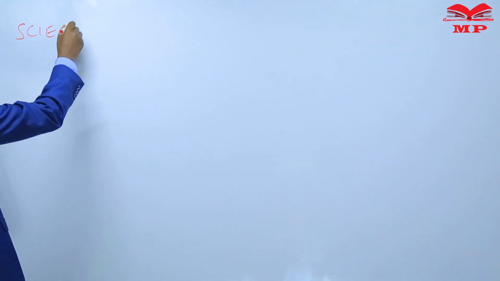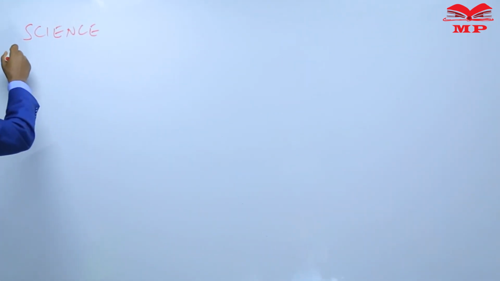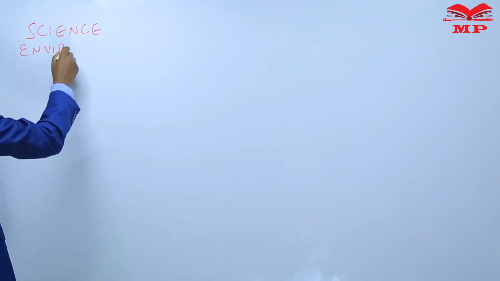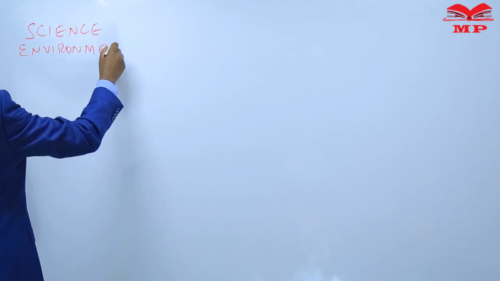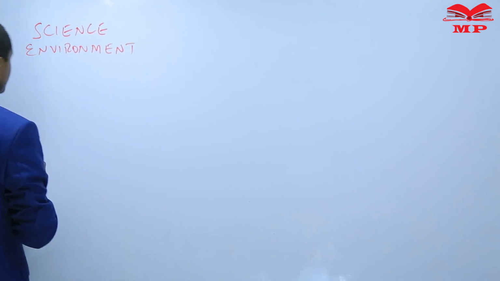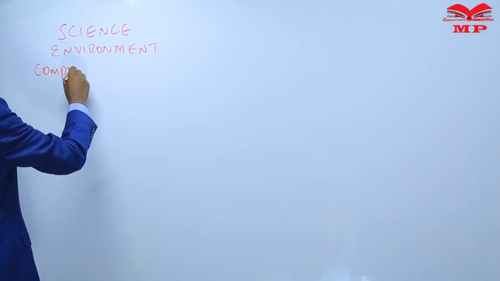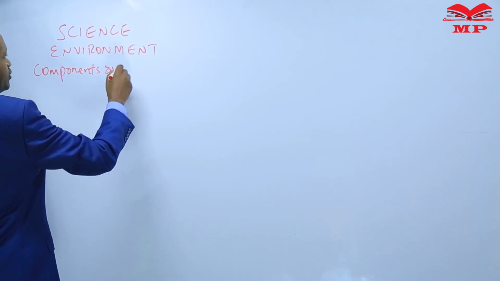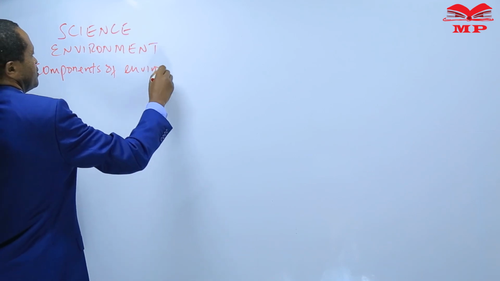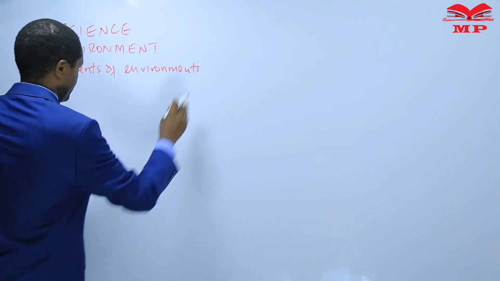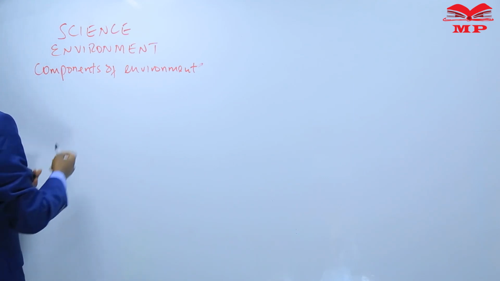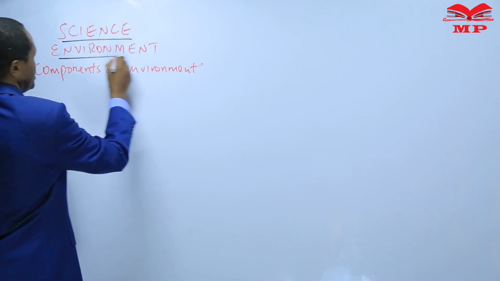So learners, welcome to our today's session, and I'm repeating, the subject is known as science. The topic is environment. So I want you to write down the subject is Science Standard 7. The unit is environment. The subtopic is components of the environment. We are proceeding from where we stopped.